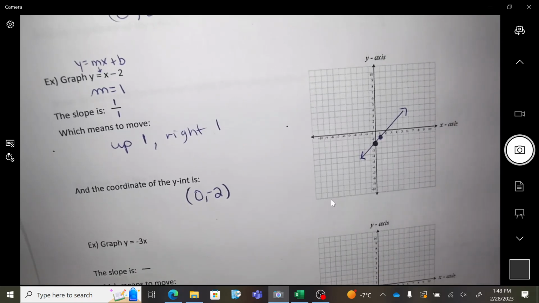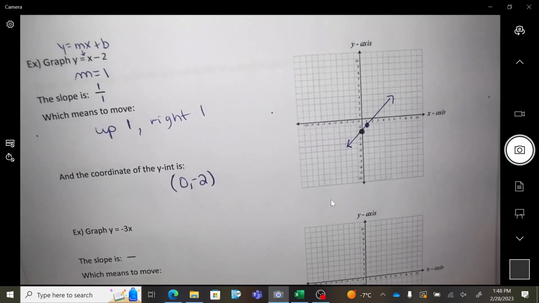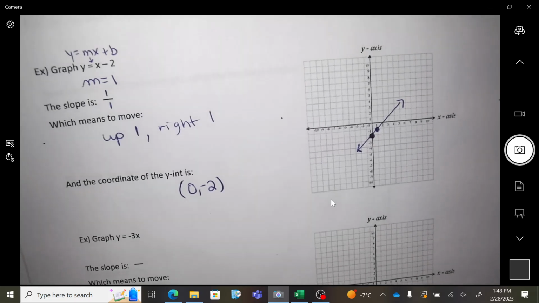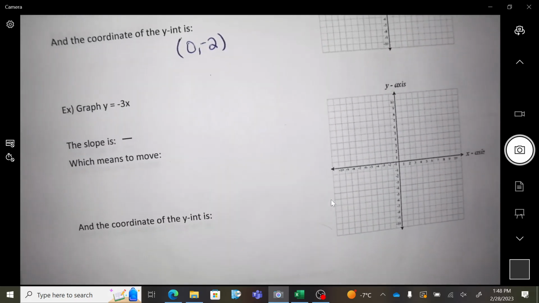And then that's the slope. So it's a positive one, so you would be climbing up a hill. The higher that number, the steeper your hill is going to be. More of a fraction would be a flatter hill. Okay, last one on this page.